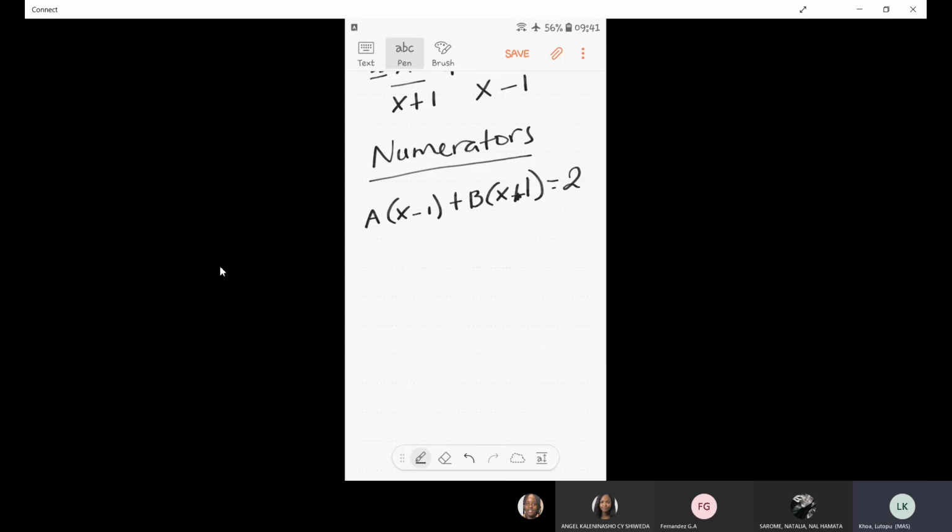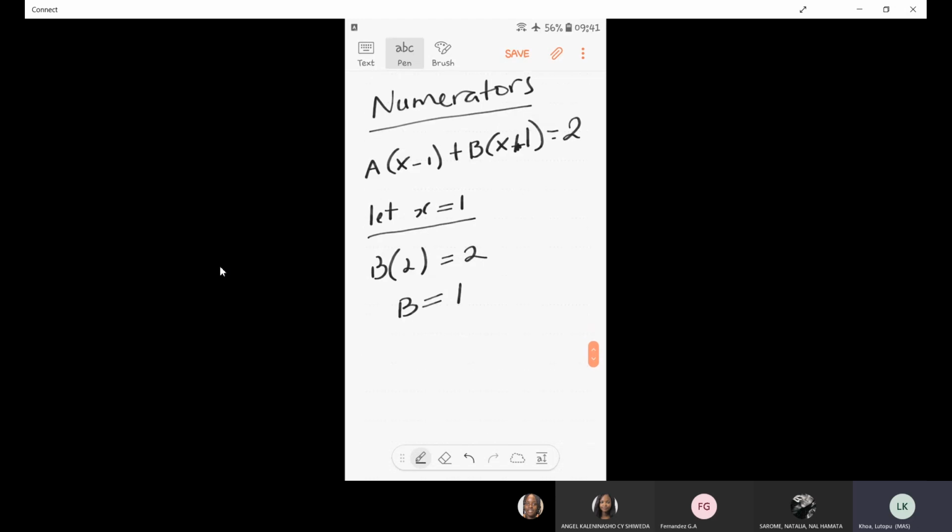Okay, then I say let x equal to 1. Now if x is equal to 1, you'll notice that the a will disappear. Then I will just have b left. So when x is equal to 1, I have b times 2 is equal to 2. And this means that b is equal to 1.